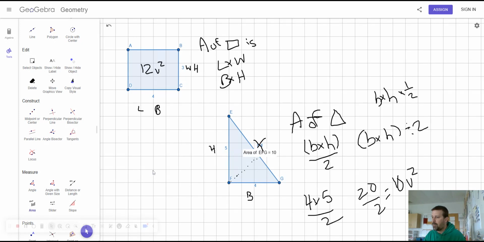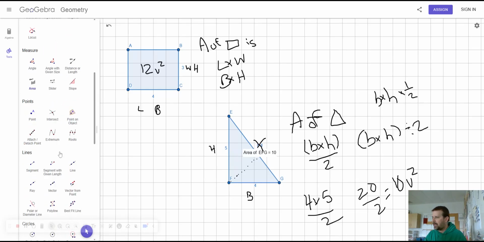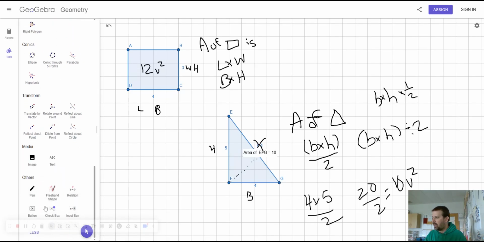Now, more importantly is why. Why does that work, MJ? Well, let's build a new one here. Let's go back to the top rectangle that I made that was 12 units.